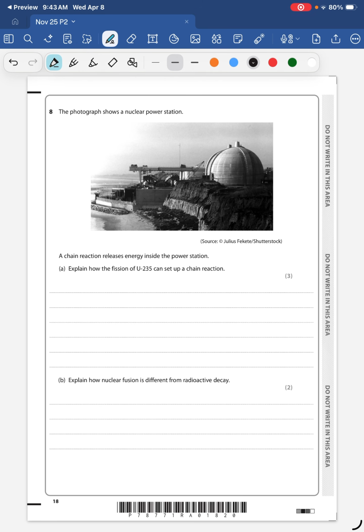So the photograph shows a nuclear power station. A chain reaction releases energy inside the power station. Explain how the fission of uranium-235 can set up a chain reaction.